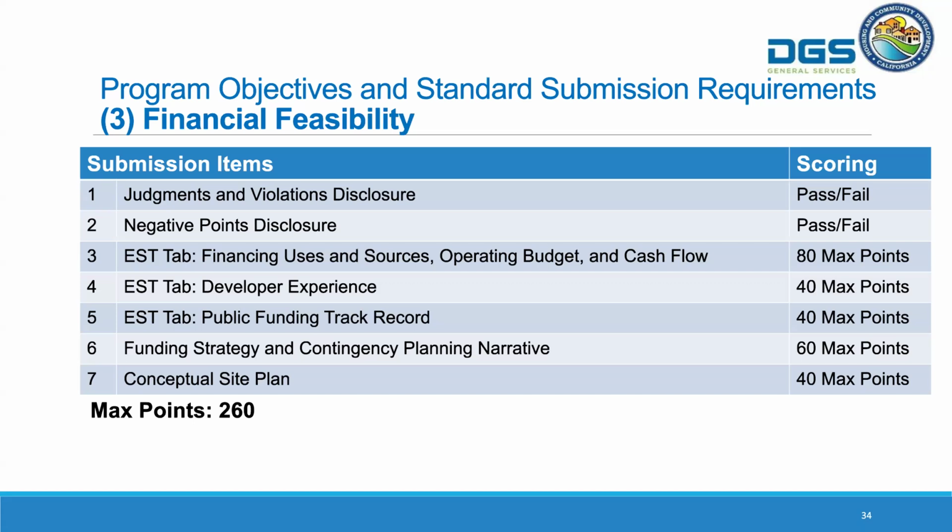Item number 6 under financial feasibility is the funding strategy and contingency planning narrative, which should outline in 3 pages or less the Plan A and Plan B financing strategy. Please note that there is no preference in the Excess Sites program to proposing to use local funding. We're sort of agnostic to that. And please also note, this is not to confuse you. We're not asking for you to submit 2 full development scenarios. We're asking you to tell us what is your backup strategy to finance your development proposal.